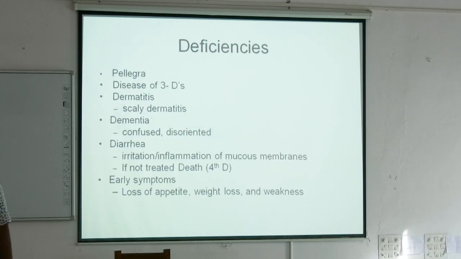Now pellagra. Pellagra is a disease of 3D. Diarrhea, dermatitis and dementia. If untreated, the fourth D appears. What is that?